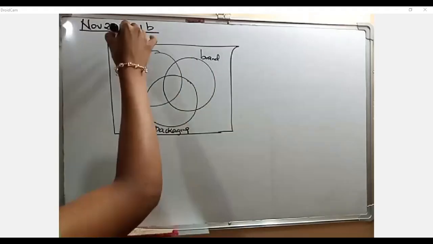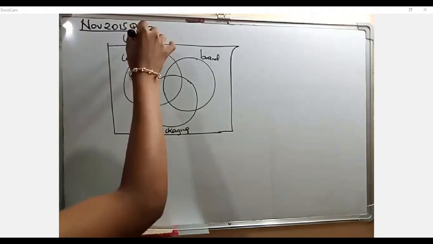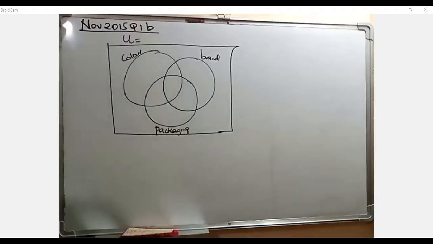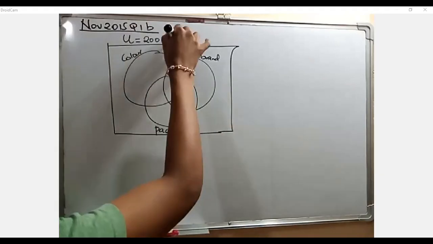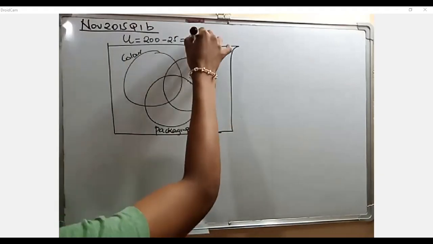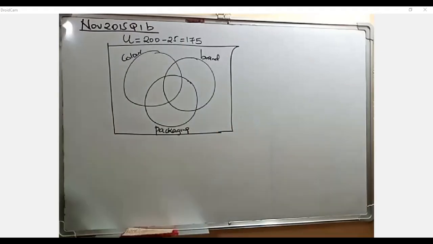So in this case, we talk about the universal set. Our universal will be 200 minus 25, which were not received. So we are analyzing 175. That is correct. So let us name our empty spaces here.